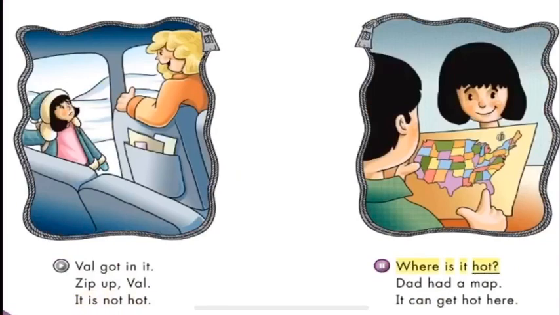Val got in it. Zip up Val. It is not hot. So again, where is she going? Where is it hot? Dad had a map. It can get hot here. So they have a map and they are looking at the places that might be hot.